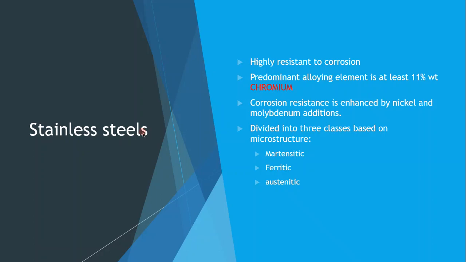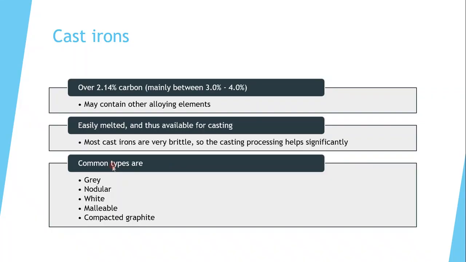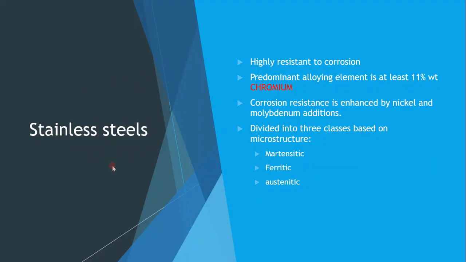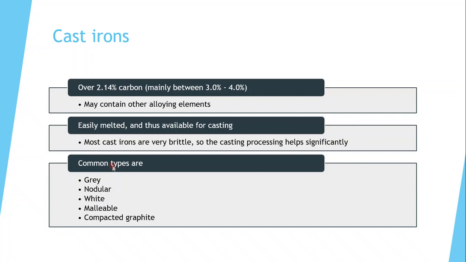Stainless steels. These guys are highly resistant to corrosion, hence their name. The predominant alloying element is at least 11% weight of chromium. Corrosion resistance is enhanced by nickel and molybdenum additions. They're divided into 3 classes based on microstructure: martensitic, ferritic, and austenitic. So that's the steels all done. Now let's have a look at the cast irons.